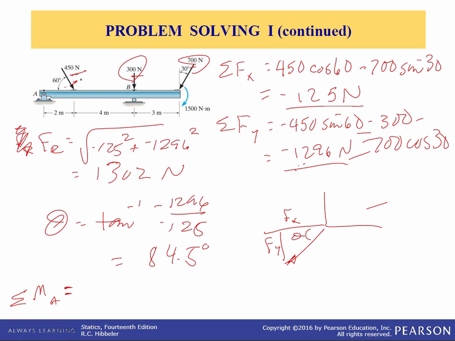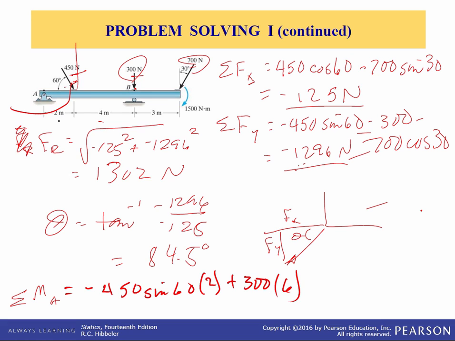The 450 Newton force, only the y component contributes to the moment, and it's going clockwise, so it's negative: minus 450 sine of 60 times the moment arm, which is 2 meters. The 300 Newton force is all vertical, and it is 2 plus 4, it's 6 meters away, so it's 300 times 6. I'm sorry, both of these tend to go clockwise, so they're both negative. This is minus.